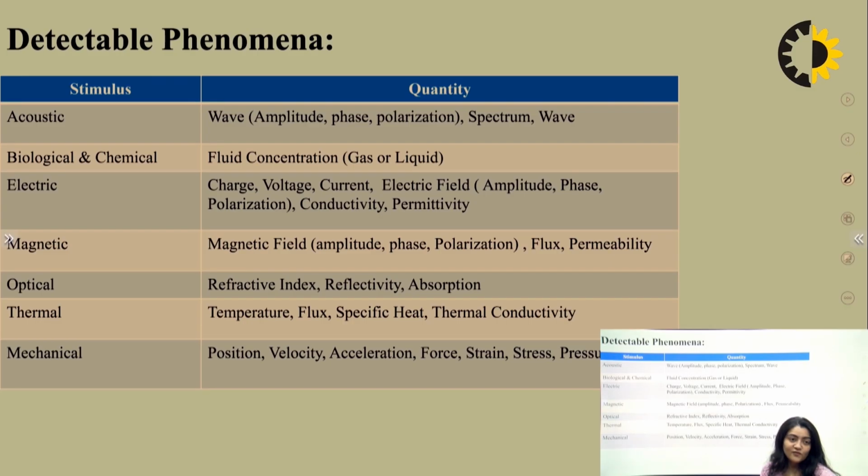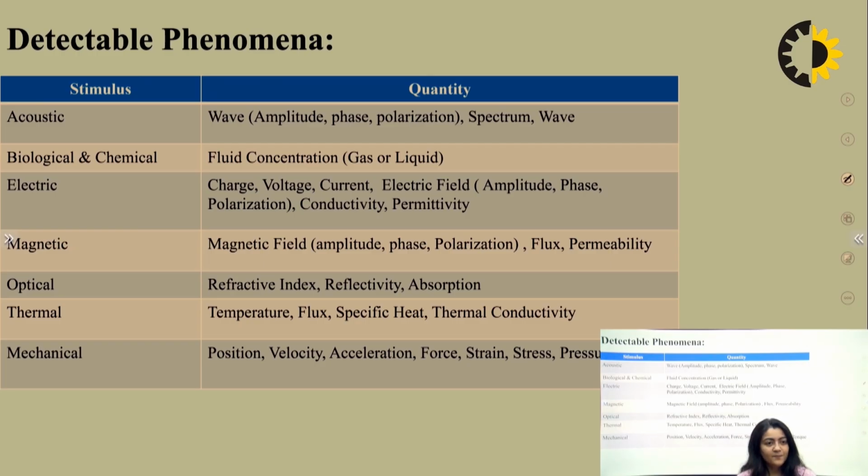Then in terms of electric, there is charge, voltage, current, electric field, conductivity, permittivity. Then magnetic, in terms of magnetic field, we have again flux, permeability. Then in optical, refractive index, refractivity, absorption. In terms of thermal, temperature, flux, specific heat, thermal conductivity. In terms of mechanical, we have position, velocity, acceleration, force, strain, stress, pressure, torque, which are very important parameters.